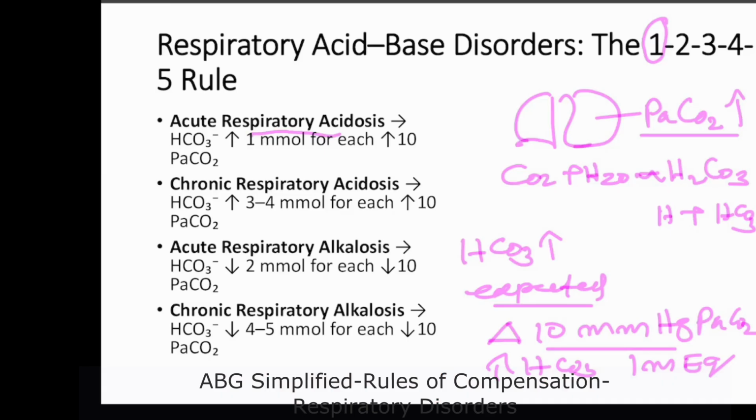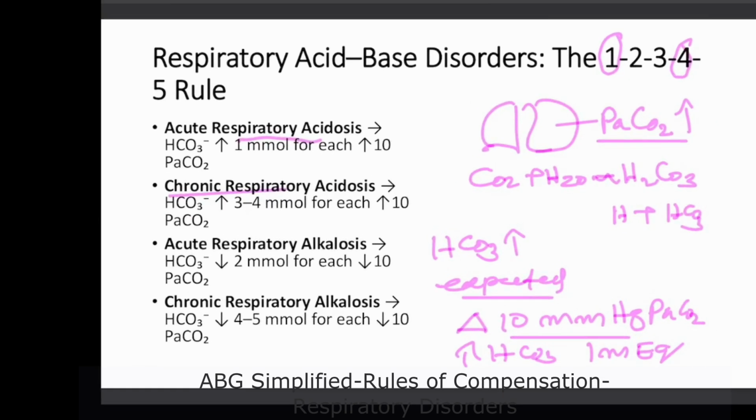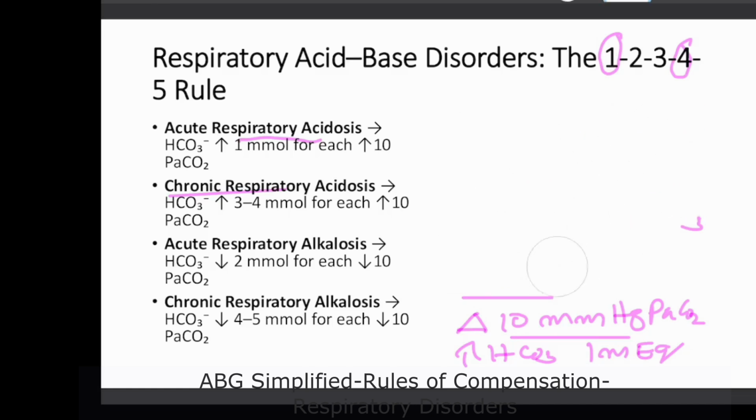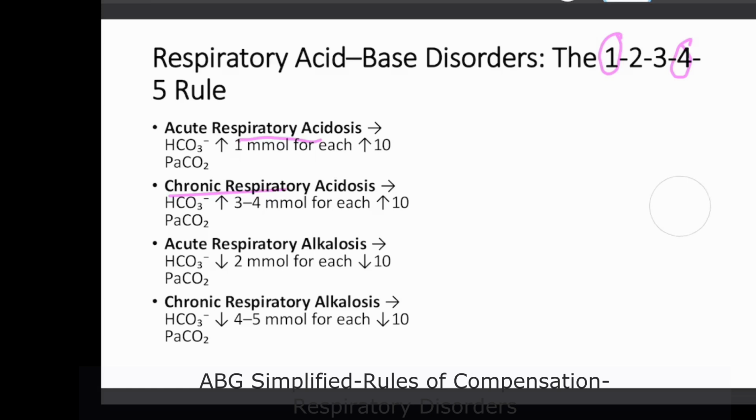So if you take chronic respiratory acidosis, just see that it is 4. That is what is called the rule of 1, 2, 3, 4 and 5. So here it will be 1 and 4. Hope you have understood this point. That is, in acute respiratory acidosis, the increase will be 1, and in chronic respiratory acidosis, each rise of 10 millimeters of PaCO₂ will produce a rise of bicarbonate by 4.